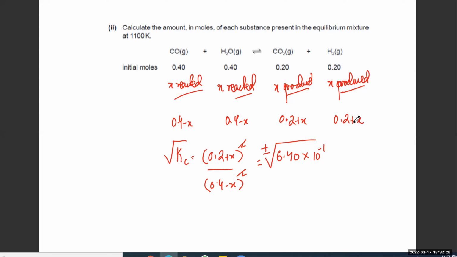The equilibrium moles should not come out to be negative. So reject that X value for which the equilibrium moles come out to be negative. Okay, reject that.